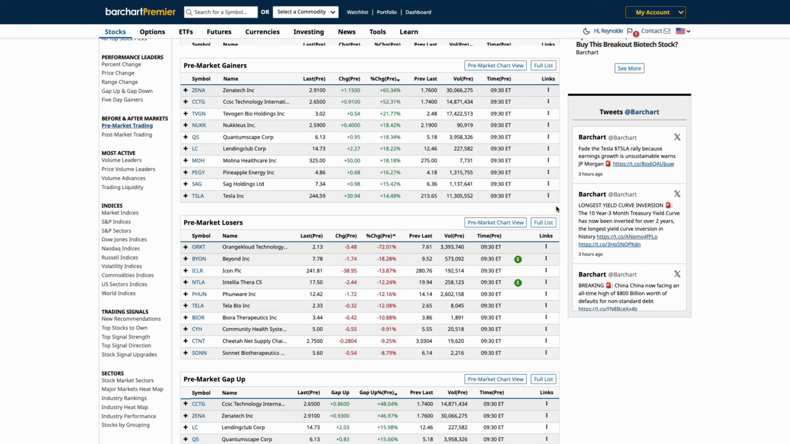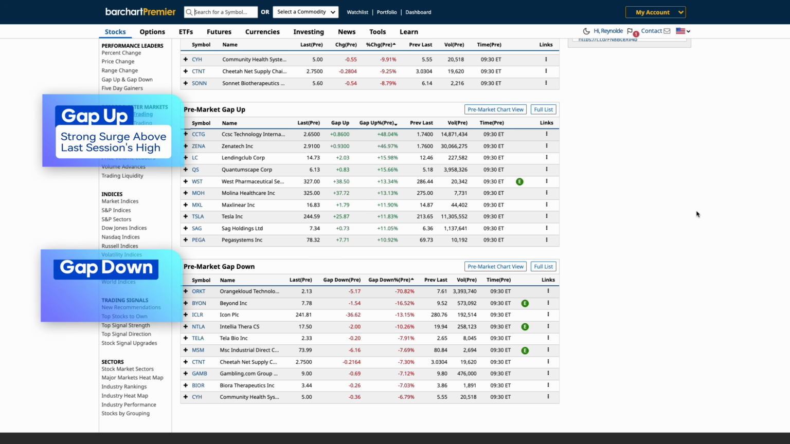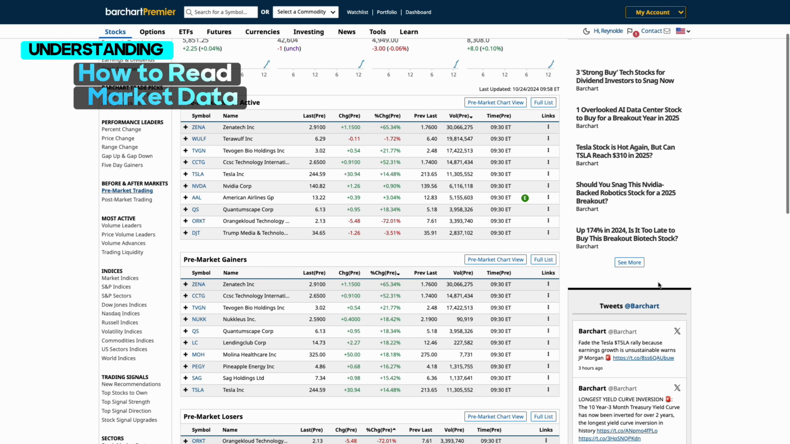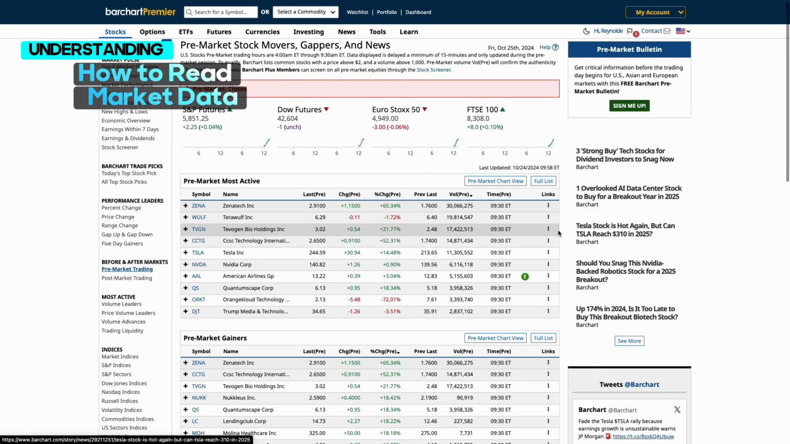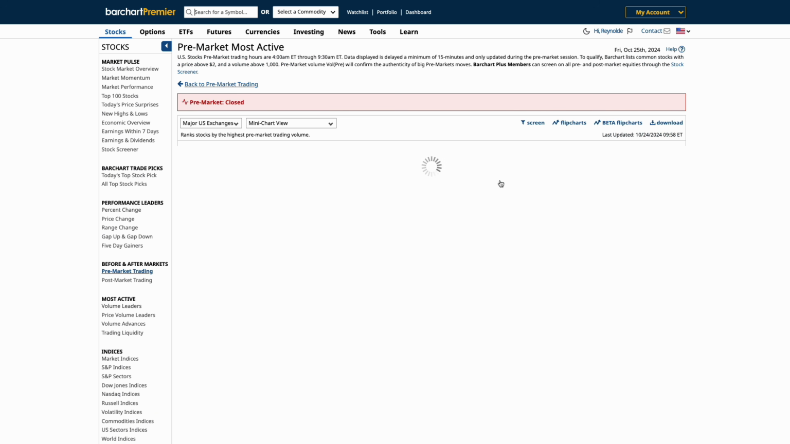negative news. And finally, we have gap ups and gap downs, where stocks that are significantly higher or lower than the previous close. Gap ups could signal strength or buyer interest, while gap downs might suggest sell-offs or overreactions to negative news. Now that you understand how to navigate these pages, let's take a closer look at how you can read and understand this data, starting with the mini chart view.